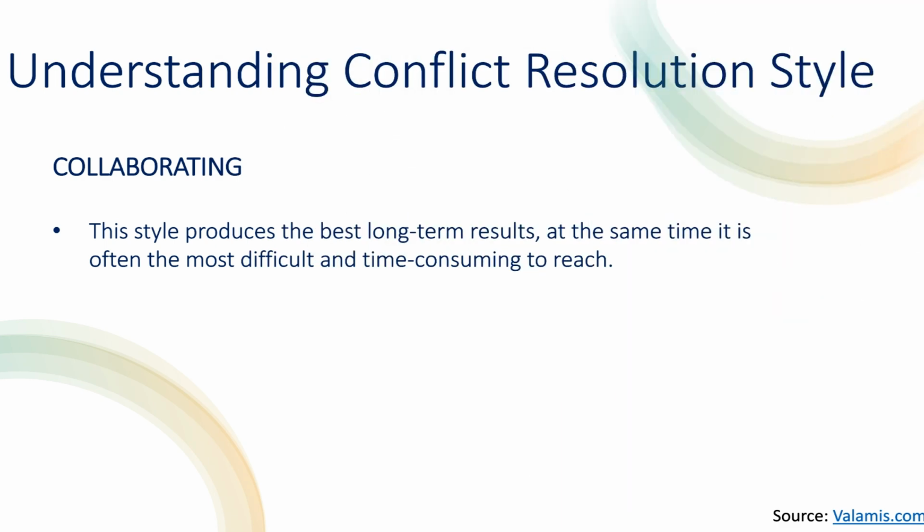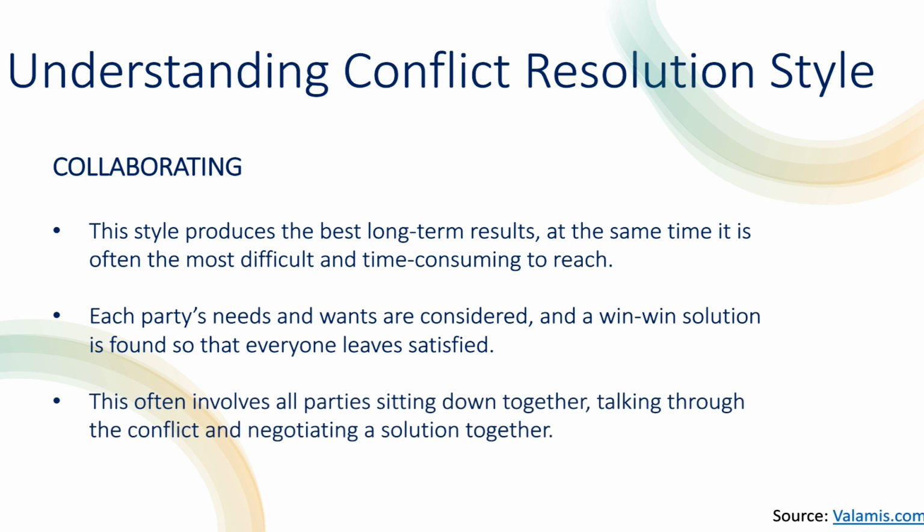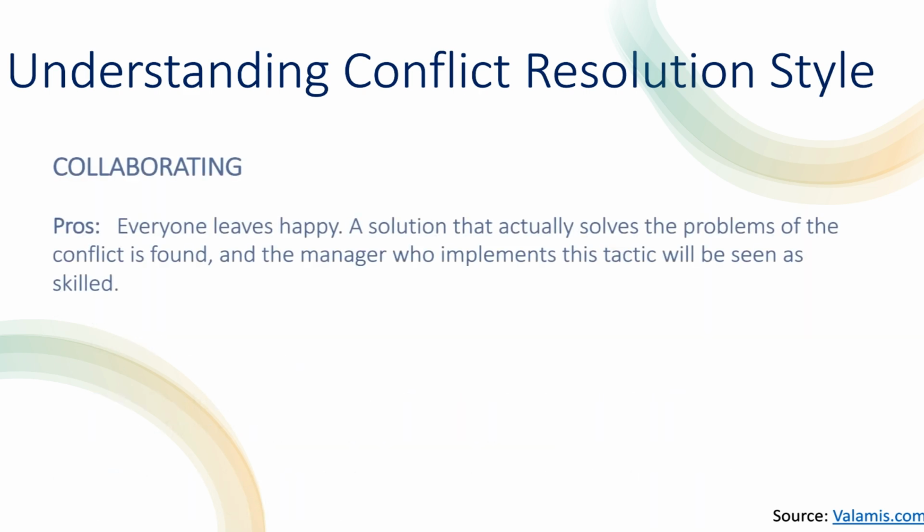Finally, the collaborating style. This style produces the best long term results. At the same time, it is often the most difficult and time consuming to reach. Each party's needs and wants are considered, and a win-win solution is found so that everyone leaves satisfied. This often involves all parties sitting down together, talking through the conflict, and negotiating a solution together. This is used when it is vital to preserve the relationship between all parties, or when the solution itself will have a significant impact. A benefit of this style is everyone leaves happy.